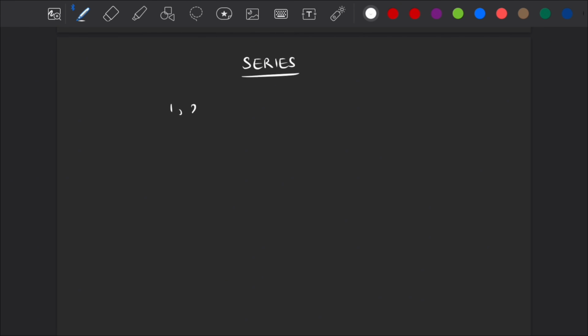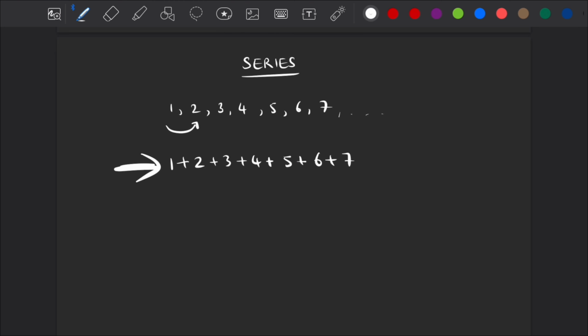So we could have a sequence of the natural numbers, and the pattern they follow is they go up by 1. Now if instead of writing this down as a list, I write down the sum of all the terms in the sequence, this is now what is known as a series. So this is a series, and this is a sequence.